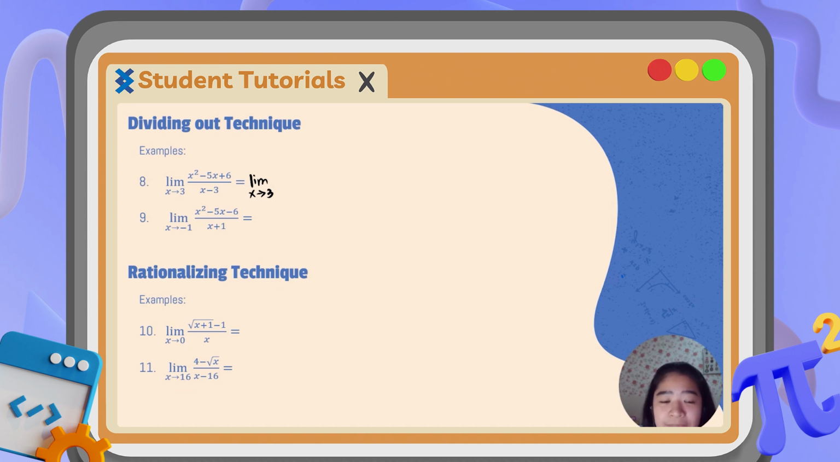So if you factor out the numerator, this would be x minus 3 times x minus 2, then all over x minus 3. So the dividing out technique is just that. You divide out what you can cancel out. And then you're going to be left with the limit of x approaches 3 of x minus 2, which would then be 3 minus 2 equals 1.